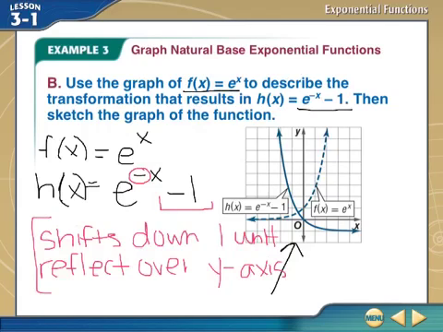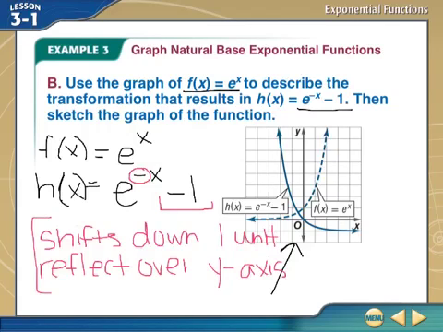Okay, so we've described our transformation here. h of x is a shift down 1 and a reflection over the y-axis of f of x. So we're taking f of x and shifting it down 1 and then reflecting over the y-axis in order to get the graph of h of x.